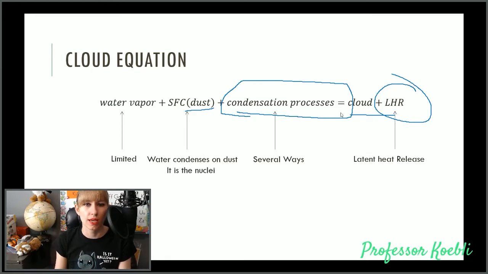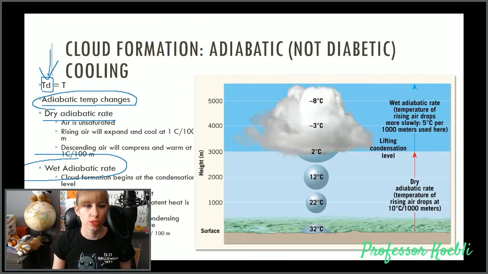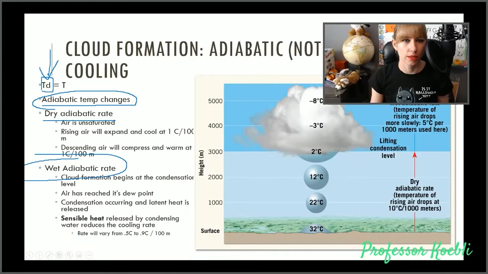Next, you need a condensation process. There are several, and we're going to learn about them. And this leads to cloud formation, and because we're having condensation, latent heat release, which means we're heating the atmosphere by forming clouds. The first cloud formation process is going to be adiabatic cooling.